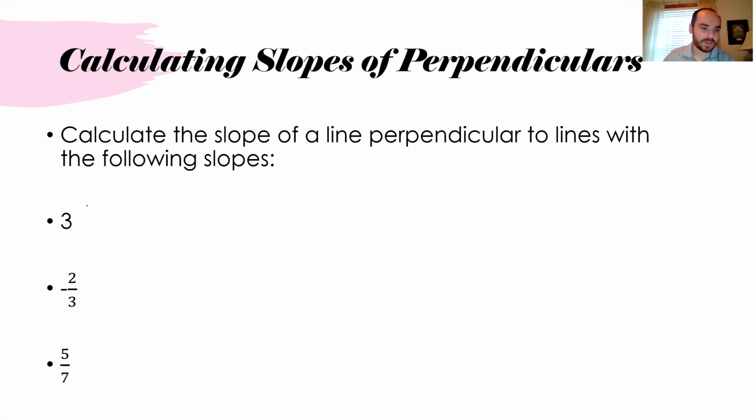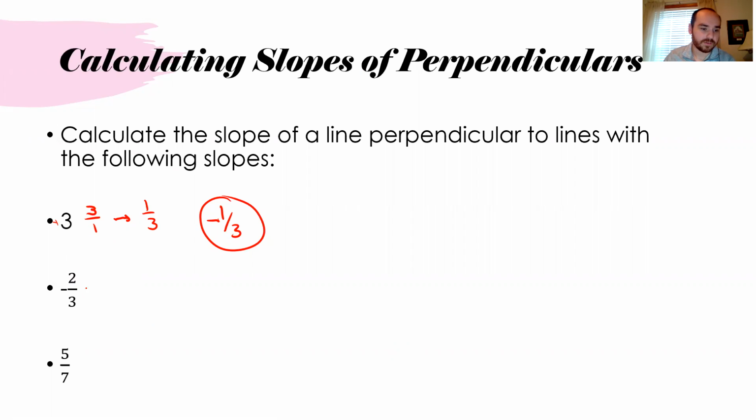For a whole number, we want to think of it as 3 over 1. Then we want to flip that, which gives us 1/3. This one's positive, so we need to give it the negative sign. So our inverse slope, or our perpendicular slope, is -1/3. All we did is flip this over, invert the fraction, and then give it a different sign.